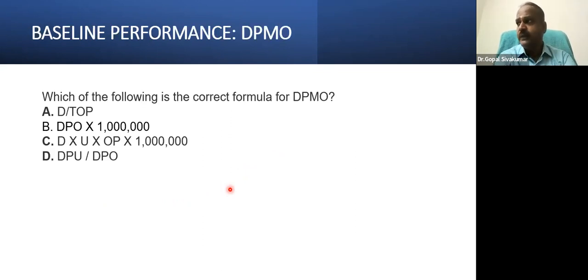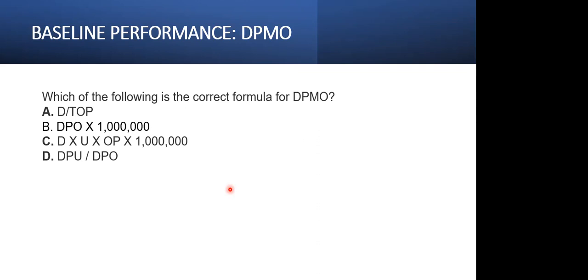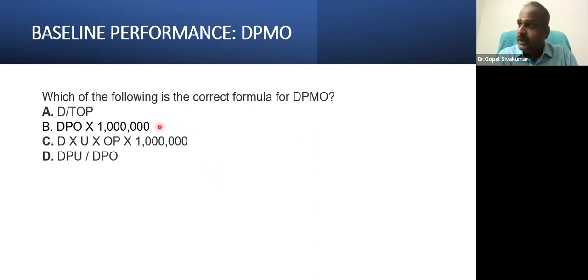Now, which of the following is the correct formula for DPMO, defects per million opportunities? B is the correct answer: defects divided by opportunities, into 10 to the power of 6. So the second one is the correct answer.